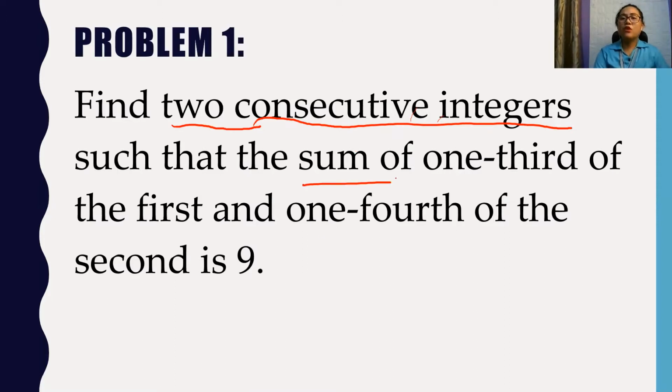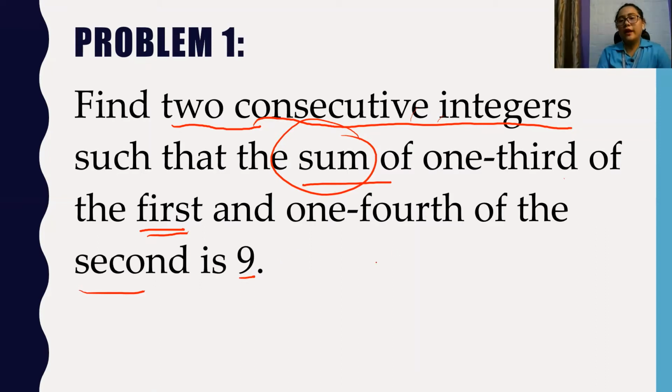The sum means the result of addition. So, you're going to add the two integers. Sum of 1/3 of the first and 1/4 of the second is 9. So first and foremost, you have to let what would be your first integer and your second integer. Since dito, kung titignan natin, 1/3 of the first, see? Una, and then 1/4 of the second is yung pangalawa.